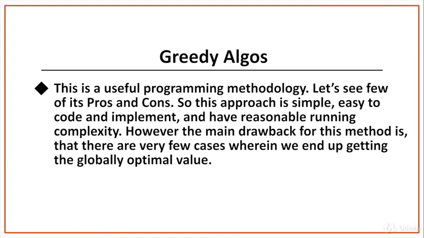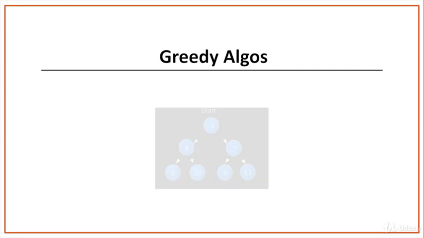Let's see a few of its pros and cons. This approach is simple, easy to code and implement, and has a reasonable running complexity. However, the main drawback of the method is that there are very few cases wherein we end up getting the globally optimal value.